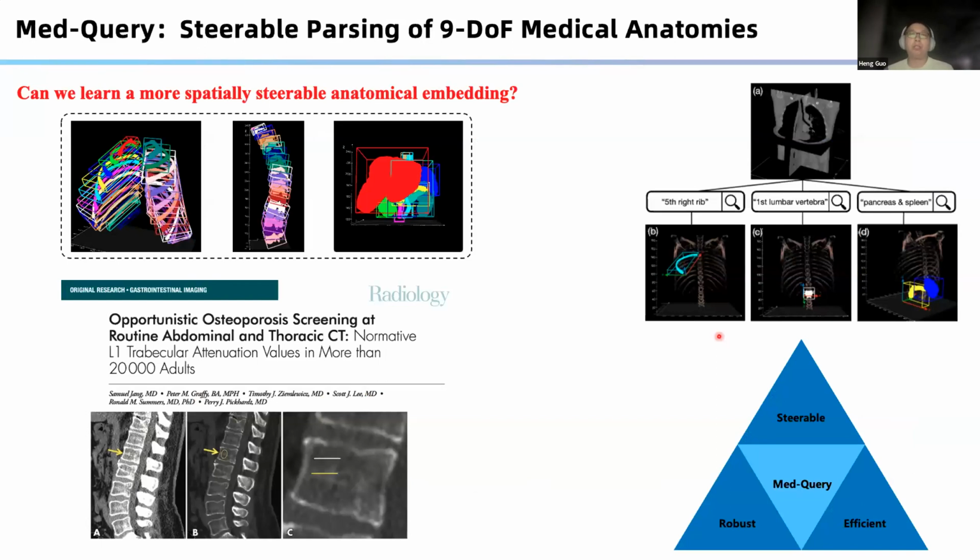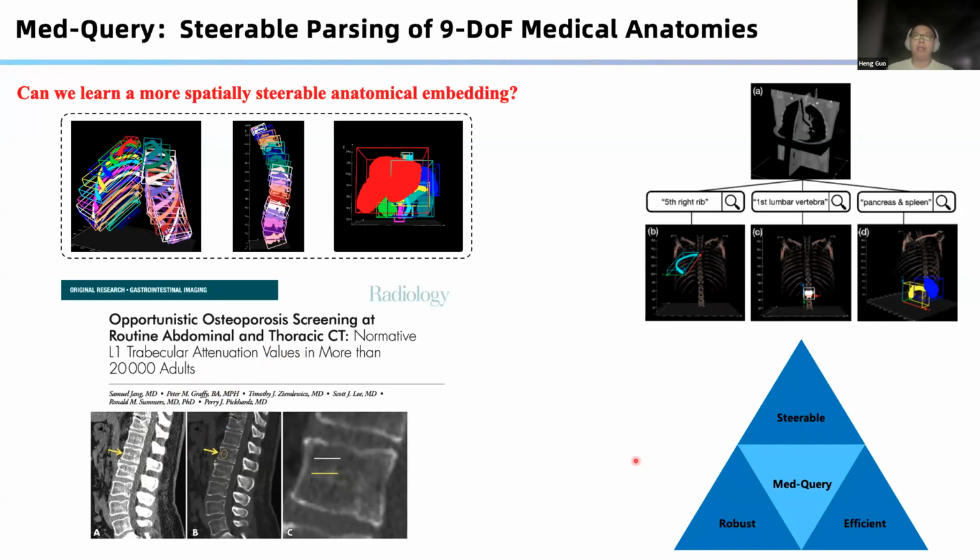Actually, earlier than the ALICE work, we were considering how to directly locate the anatomies of interest based on our research focus. For example, in this radiology clinical paper, researchers care about the lumbar L1 trabecular attenuation values. Can we directly point out the location of L1 instead of segmenting out the whole spine, then splitting the L1 out? So this motivates us to develop a more steerable framework to achieve this. We hope this framework can be steerable as well as robust and efficient.